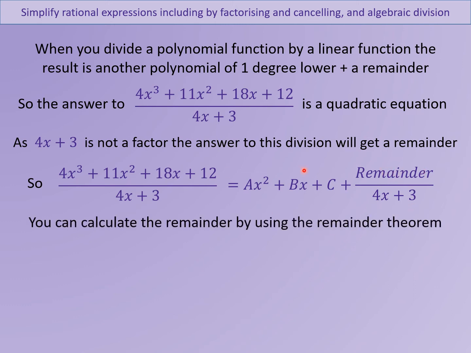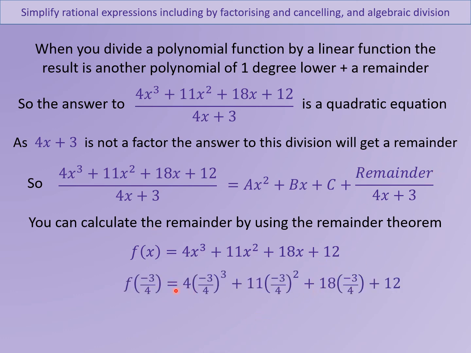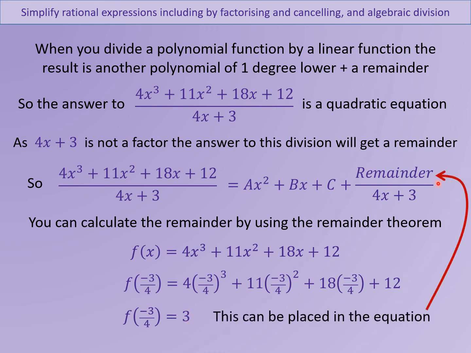Right, so the question is, how do we calculate what parts these are? We can calculate the remainder by using the remainder theorem. In this case, minus 3 over 4 is what makes that equal to 0. So therefore that would help me work out the remainder. So the remainder is going to be 3. So what I can do straight away is substitute that in. I can put that into there, and therefore I know what the remainder part is going to look like: 3 out of 4x plus 3. I still have to work out what these parts are. So that's what we're going to investigate now.